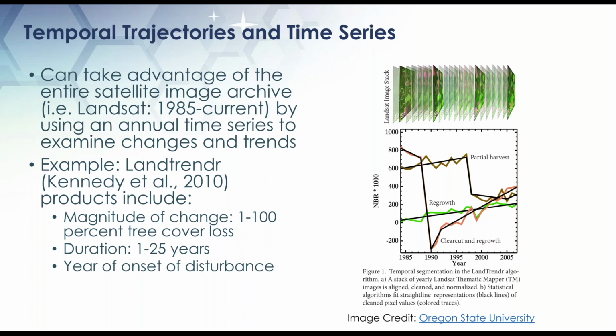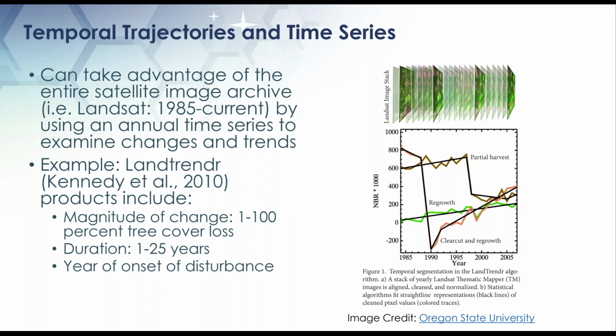So the approach is actually founded on the recognition that change is not simply, you're not just comparing between 2 points in time, but you're looking at change as a continual process, operating at fast and slow rates on the landscape. And this particular example is of an algorithm that was developed at Oregon State by Robert Kennedy, called LandTrendr. There's other ones out there as well.